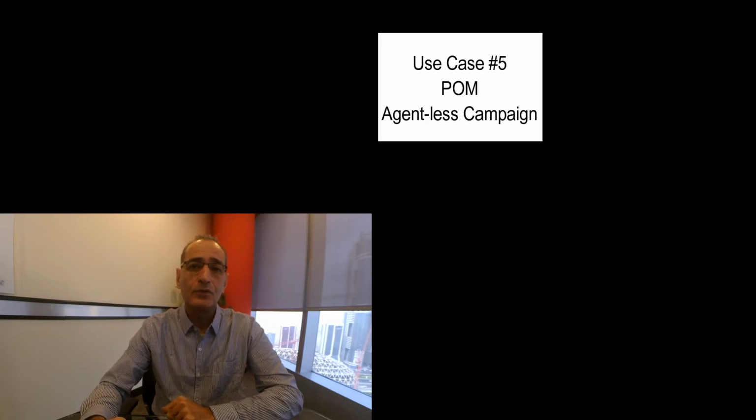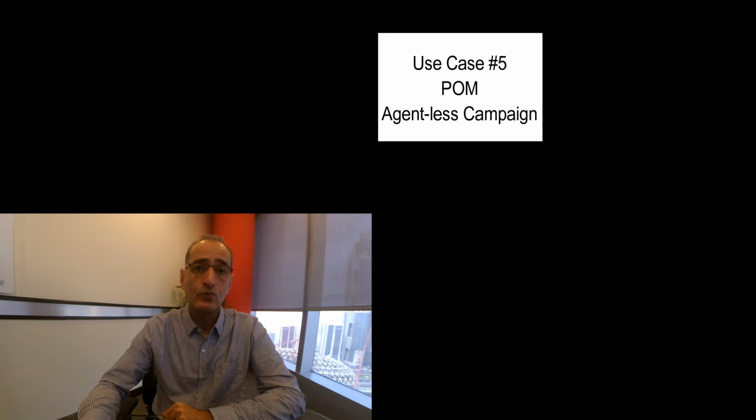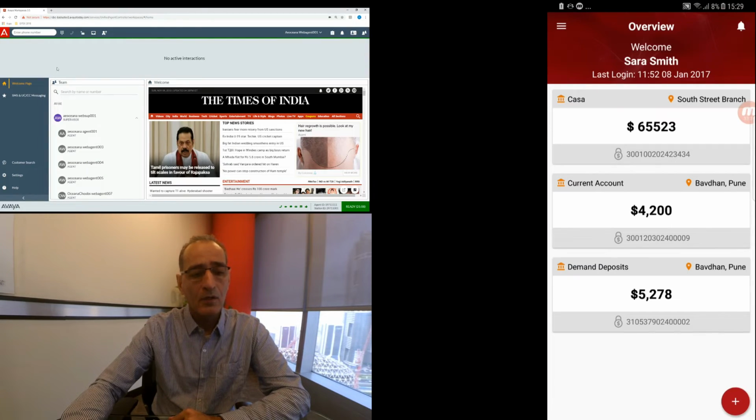Thanks. Yes, now we're moving on to use case 5. So use case 5 is a POM integration. We are demonstrating how we integrate POM. A widget is built in the Oceana workspace to allow the agent to start a campaign. In this use case, we are starting an agentless campaign.